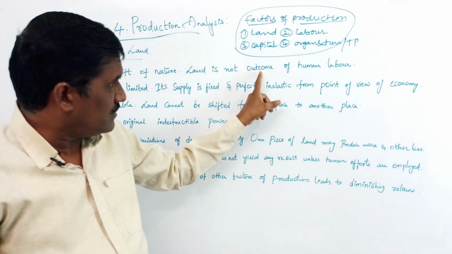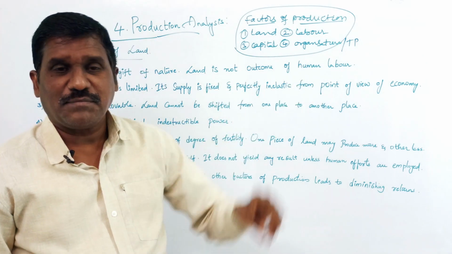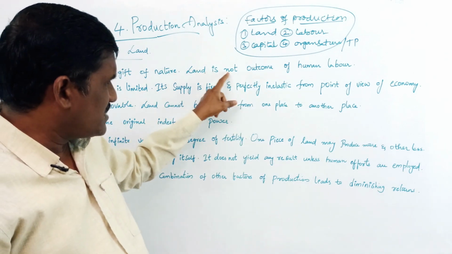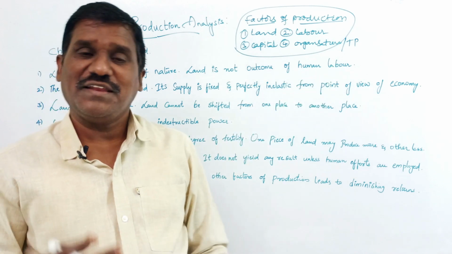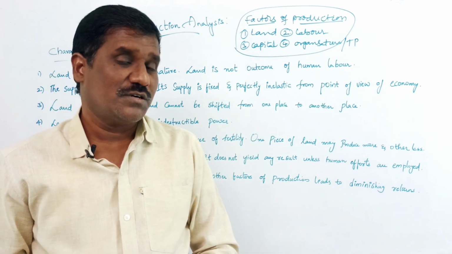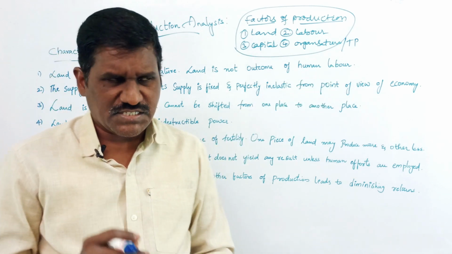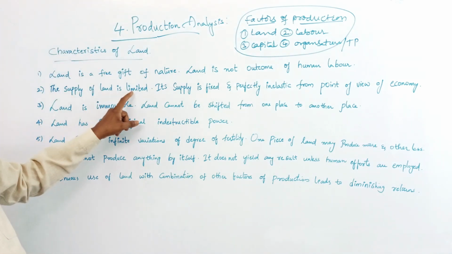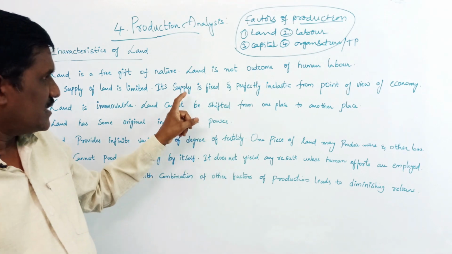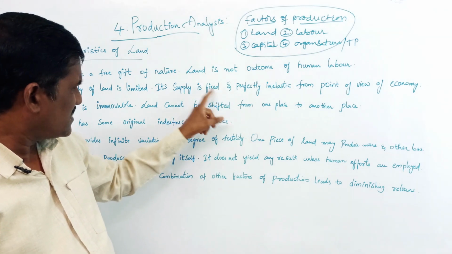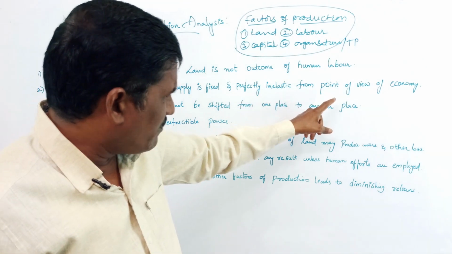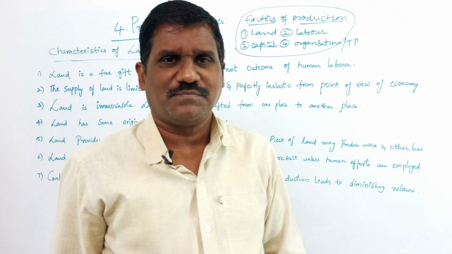Land is not an outcome of human labor. So this is the first characteristic of land. Second, the supply of land is limited. Yes, the supply is fixed. Its supply is fixed, perfectly inelastic from the point of view of the economy.